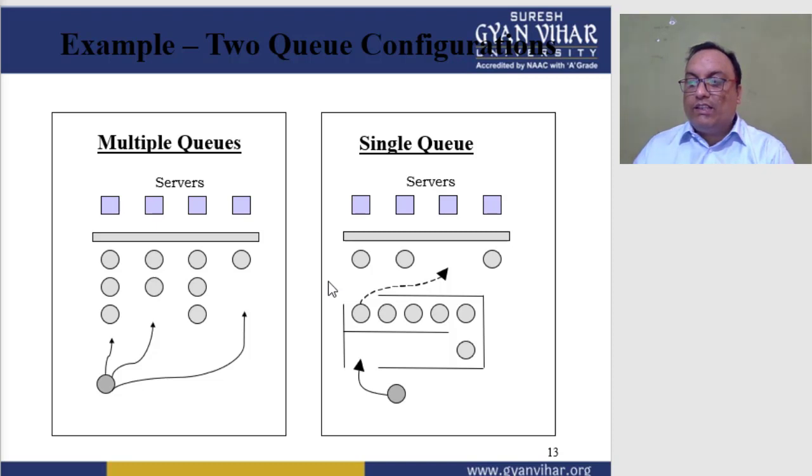So in this figure, you see the two queue configuration here, right? Two queue configuration means here this is the multiple queue and here is the single queue. In the multiple queue, four servers are present. In both cases, four servers are present. So for one server, this person will come, and can move to this side or this side, and it depends on the thinking of that person, right? So this is a multiple queue example. And for the single queue, there is one server, and only one person will come, right?